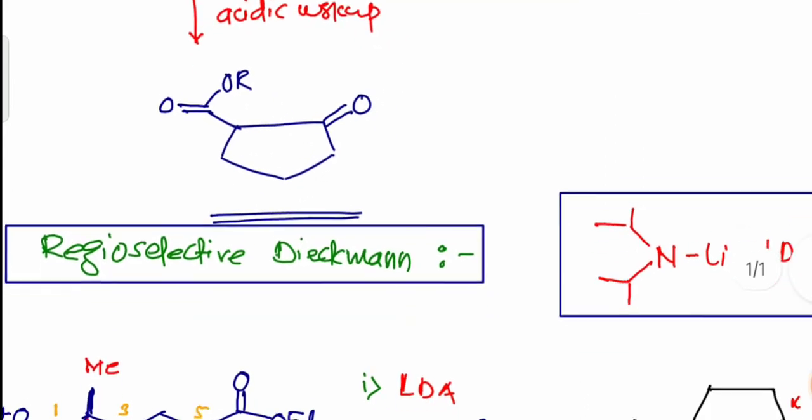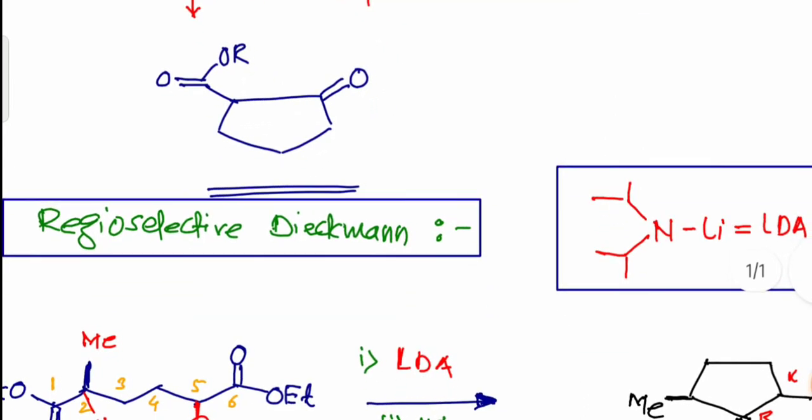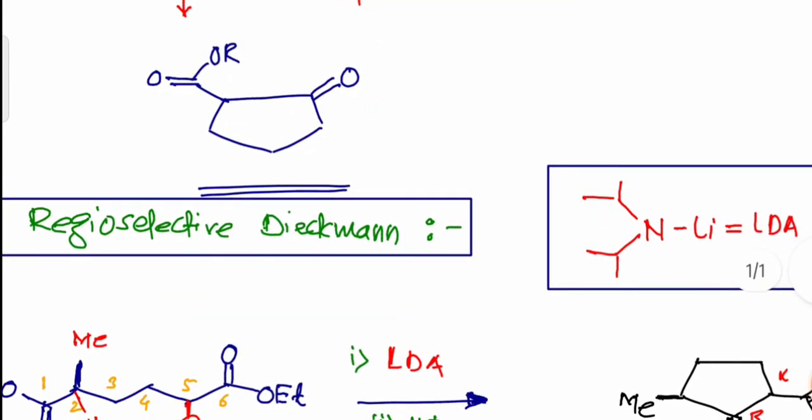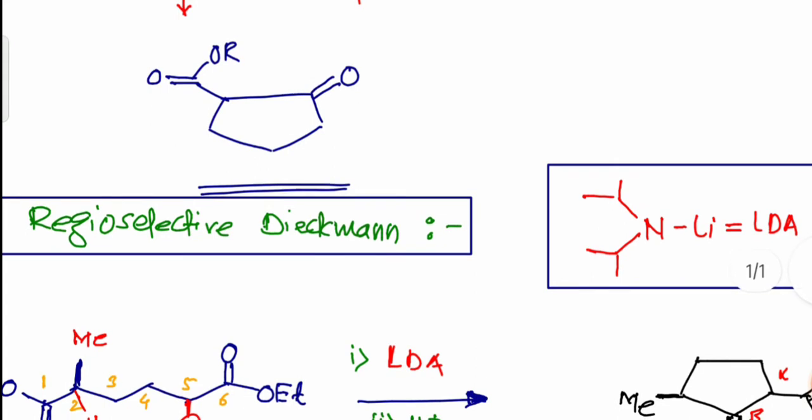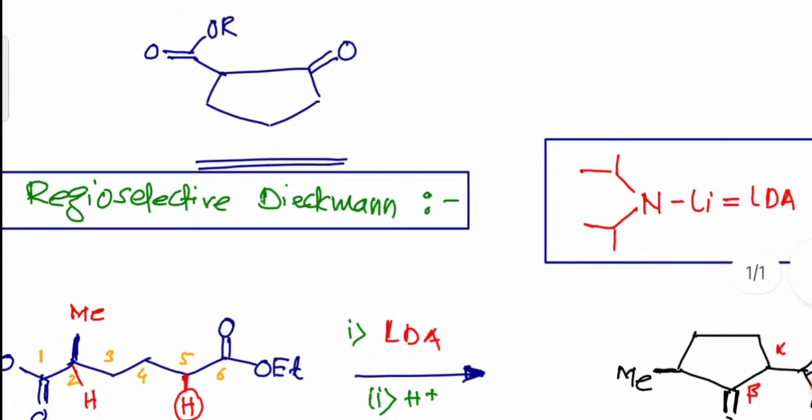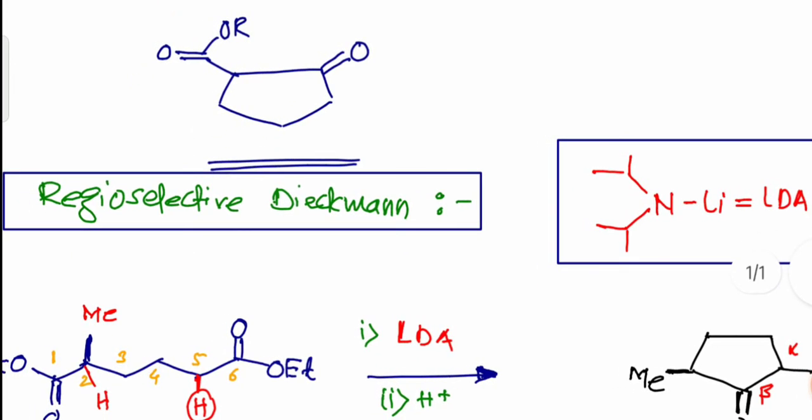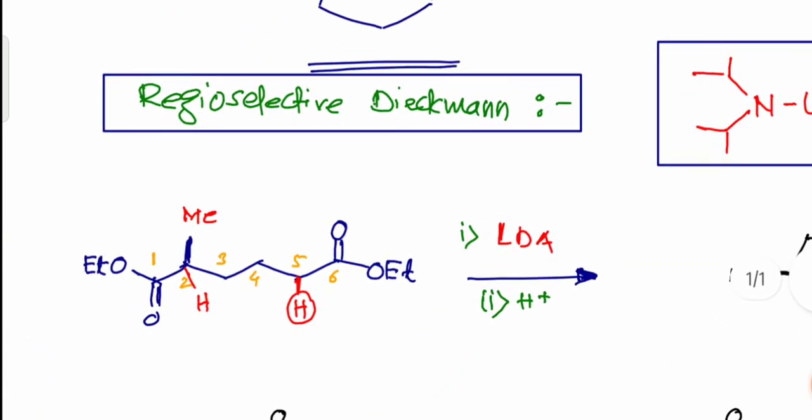Suppose I have a bulkier base, an example is LDA. You know that lithium diisopropylamide is a stronger and bulkier type of base that will abstract the hydrogen from the sterically less crowded side. So suppose I just put one methyl group at the alpha position of the ester. What happened to that now?